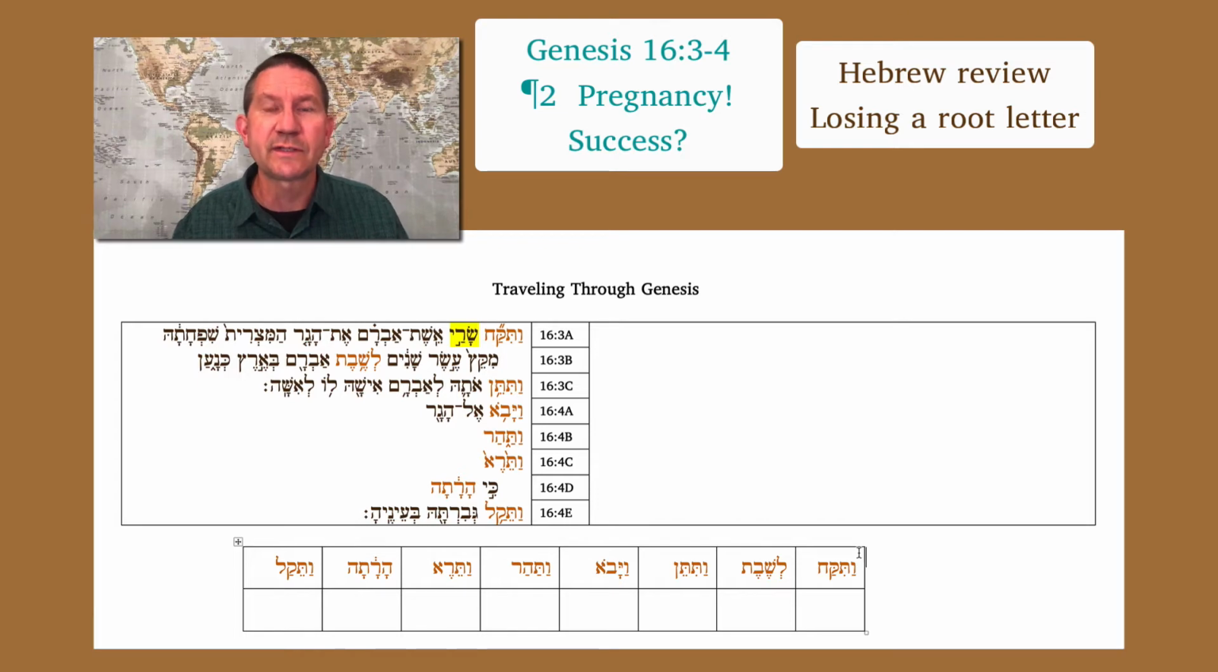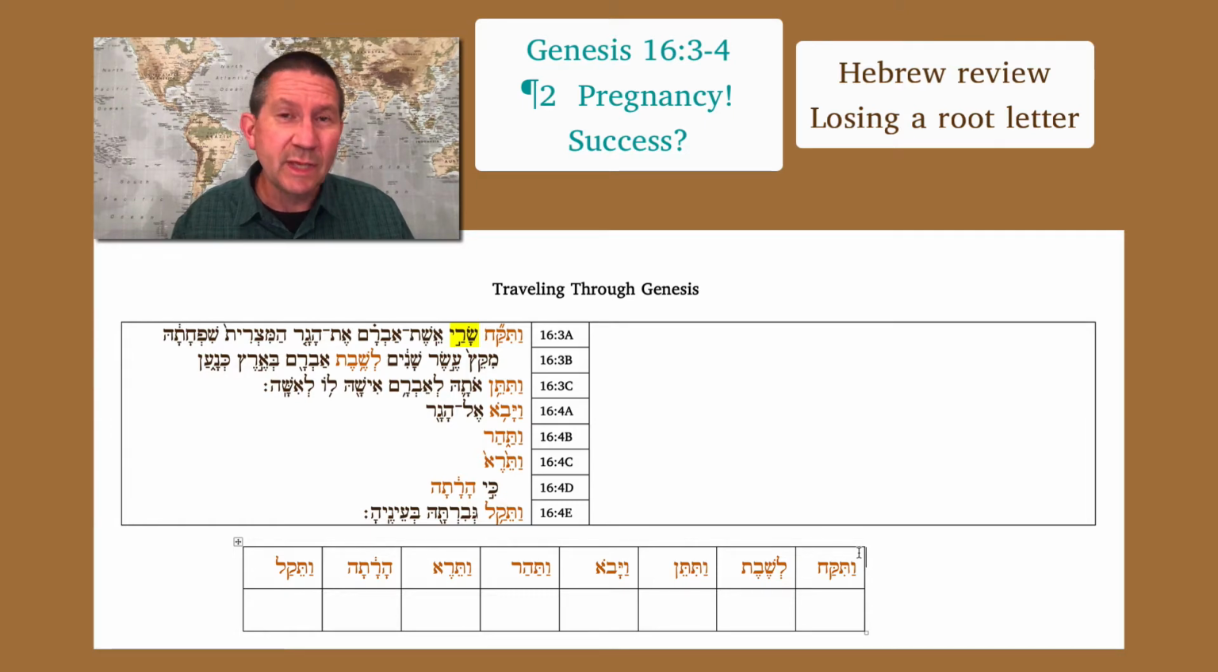We're in Genesis 16. In the previous paragraph, Sarah suggested to Abram that they have a child through a surrogate. Surely that was awkward, but it was within the customs of the day. Today's text is going to give us the chance to practice on roots that lose a letter.